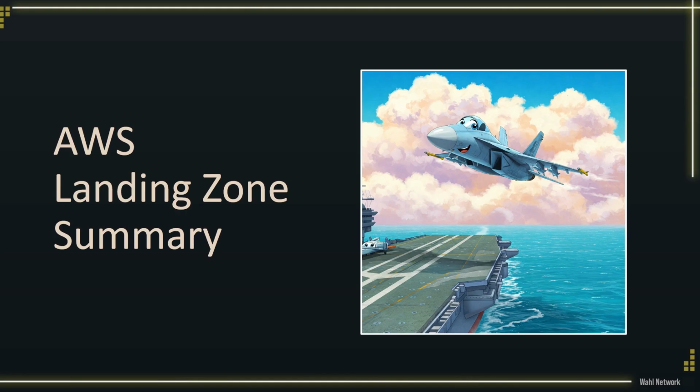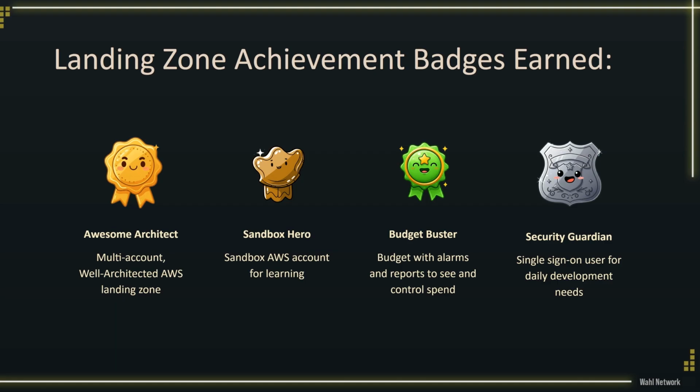Let's do a quick summary before we move into the next part of this course. We started by creating the landing zone via Control Tower, which gave us our awesome architect badge because we now have that multi-account, well-architected AWS landing zone. That included a sandbox account, giving us the sandbox hero badge.